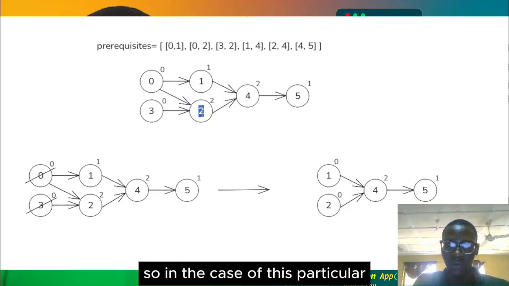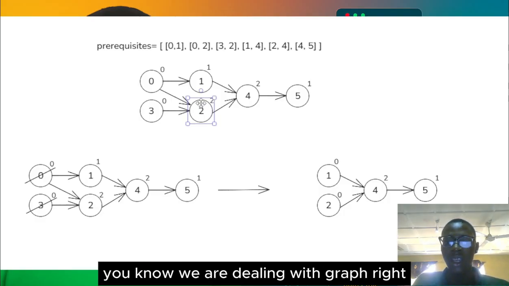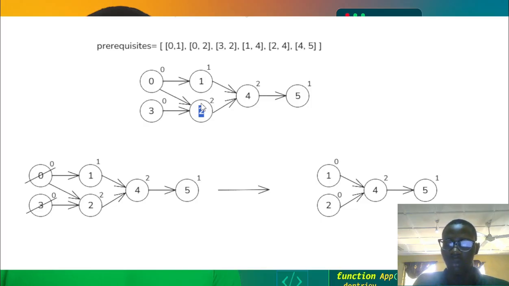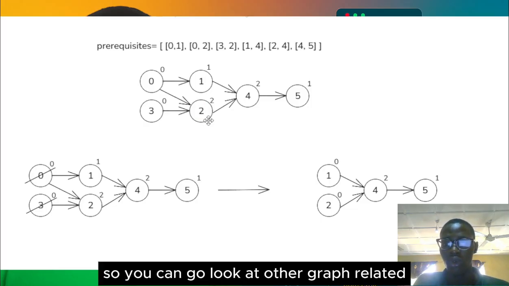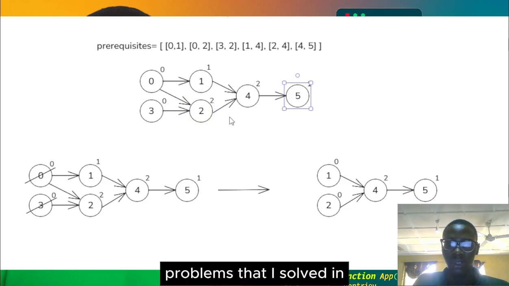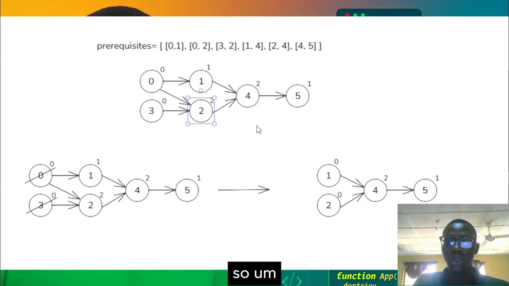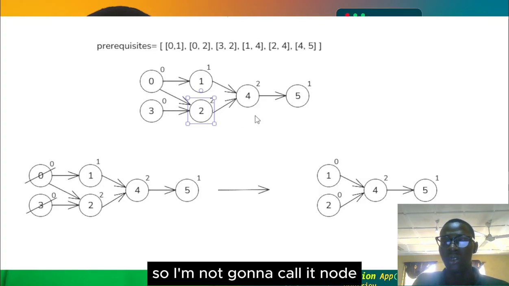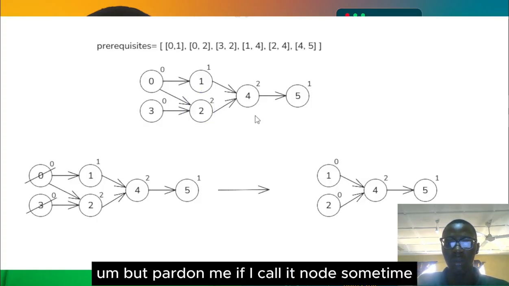So in this case, we are dealing with a graph, right? If you go look at my subsequent videos, I've been talking about graphs for quite some time now, so you can go look at other graph related problems that I solved on my YouTube channel, right? But now because we are dealing with courses, I'm not going to call it node, let's call it courses, right? But pardon me if I call it node sometimes.